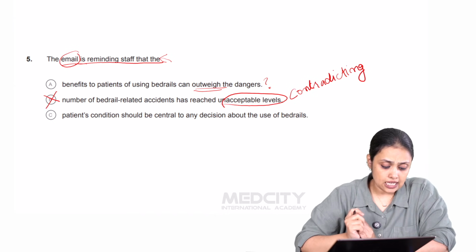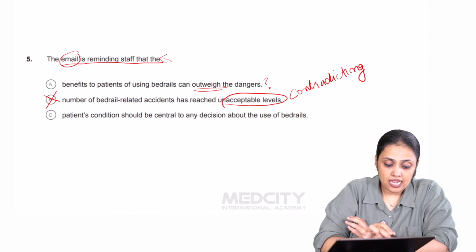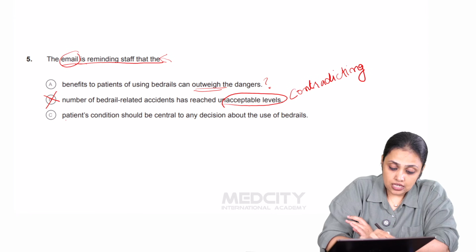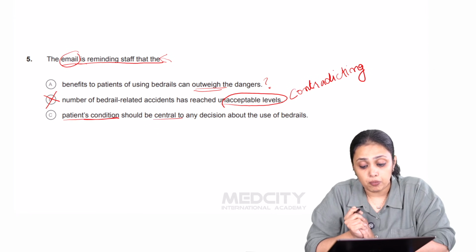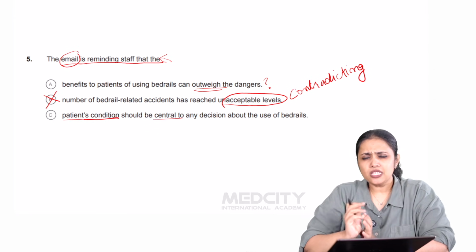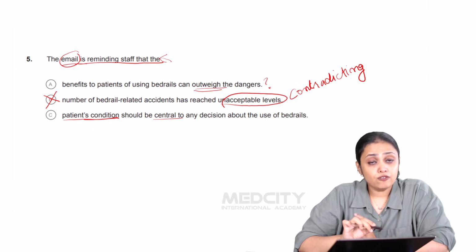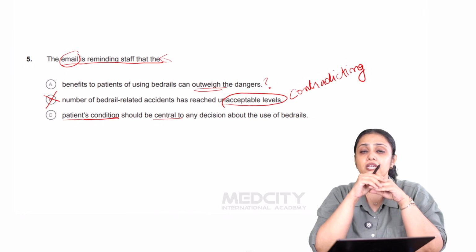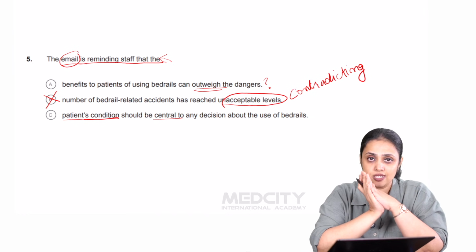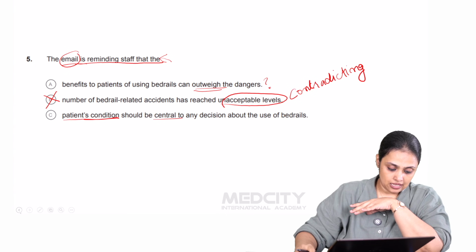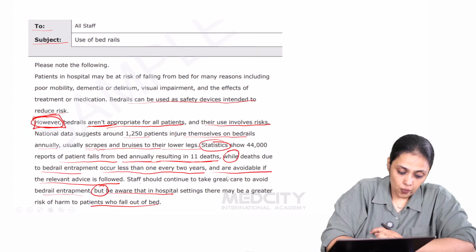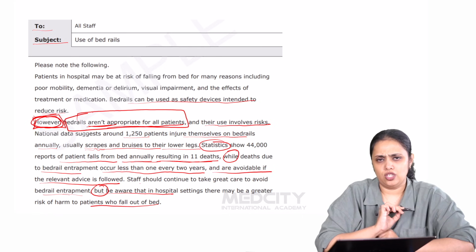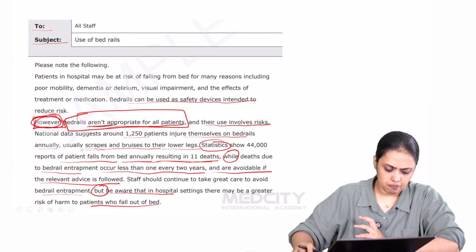And now what about option C? Option C says that the email is reminding staff that the patient's condition should be central to any decision about the use of bed rails. Now, this can be quite confusing because you would have noticed a statement in the email that bed rails can be used as a safety device, but it also says, however, bed rails aren't appropriate for all patients. So this can actually be confusing.